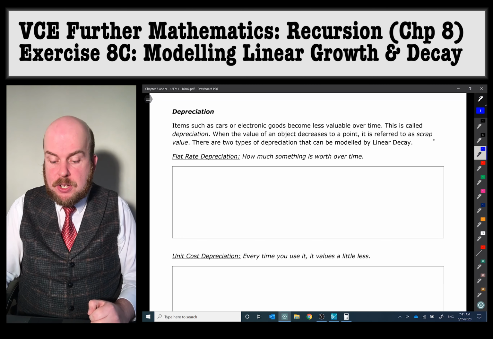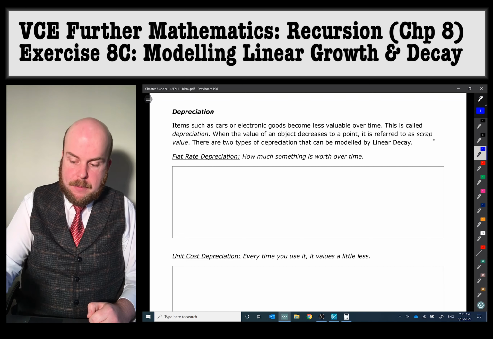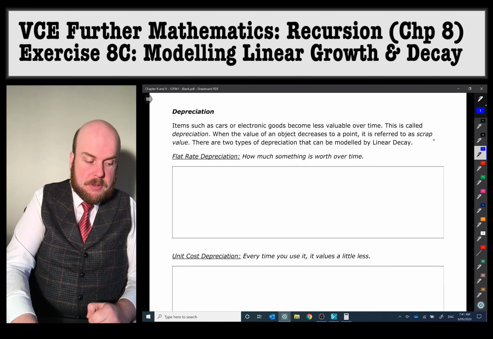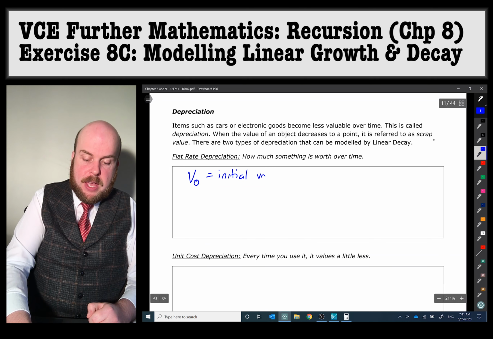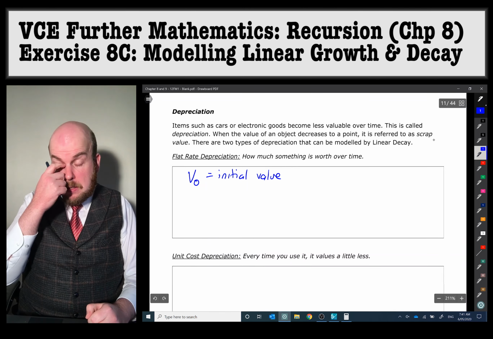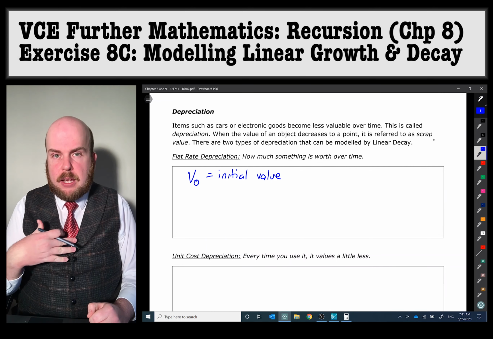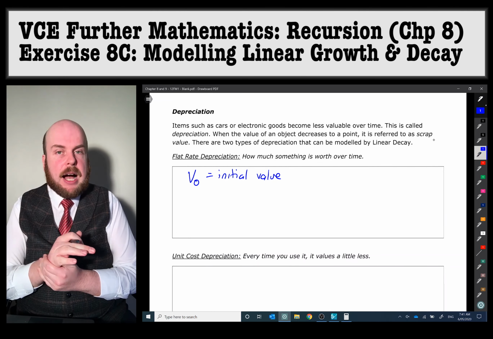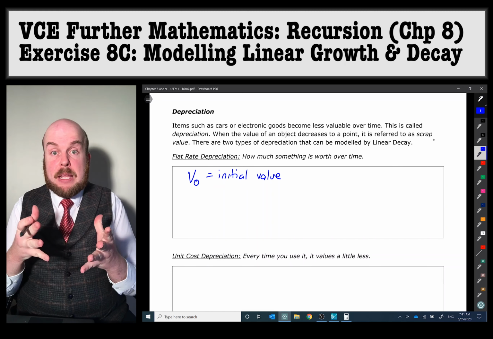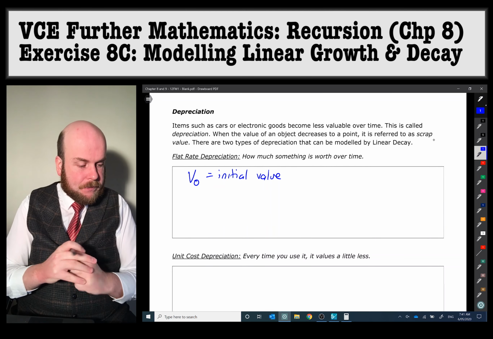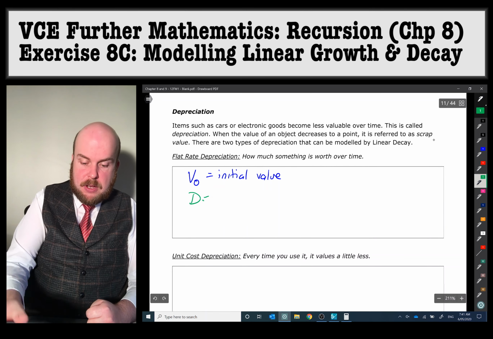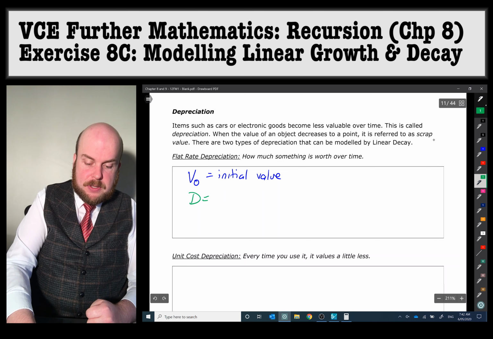Flat rate depreciation is how much something is worth over time. So my V0 here will be whatever my initial value of that item is. This often refers to things such as cars, it could be houses, it could be laptops, that sort of thing. D is, I suppose in a way, a simple interest fee.